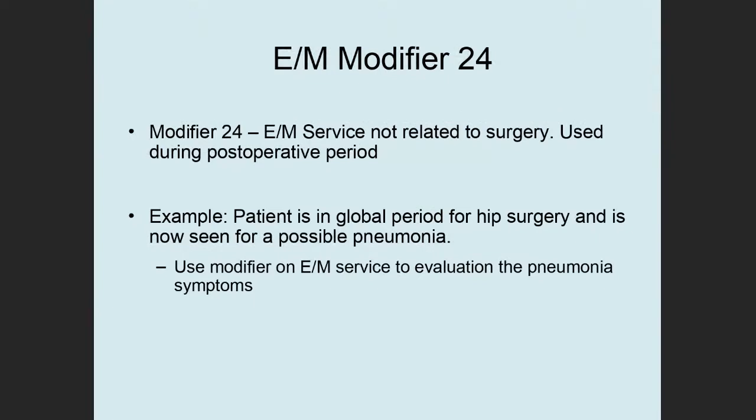Now let's talk about modifiers that are added to evaluation and management E&M codes, not surgical codes. The first one we're going to talk about is modifier 24. This is for an E&M service not related to the surgery during the post-operative period. So for example, a patient is in a global period for hip surgery, but is now seen for possible pneumonia. Well, the pneumonia is not related to the surgery or the reason for the surgery. So you do the E&M service to evaluate the pneumonia, but you put a modifier 24 on it to pull it out to say this should not be part of the global package.